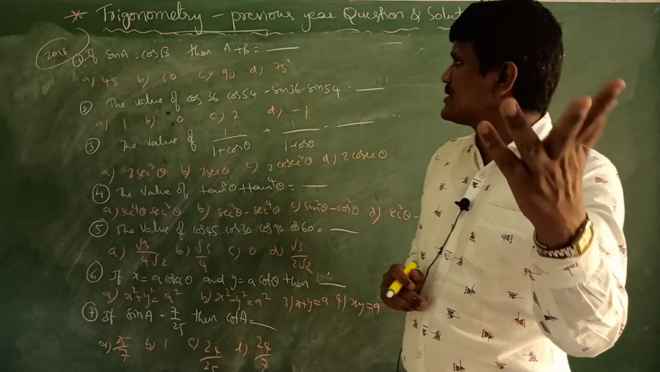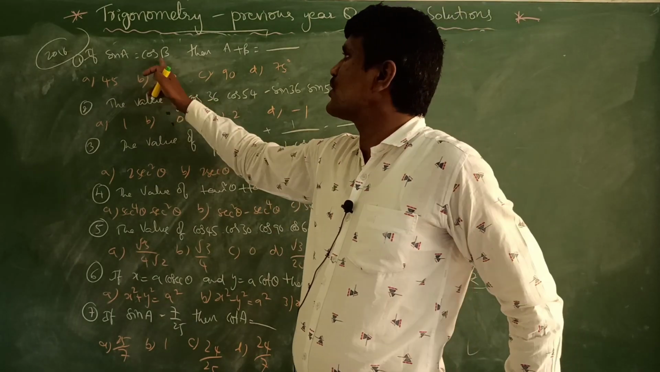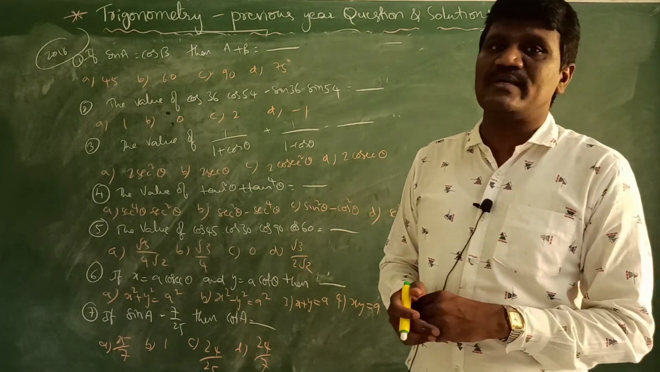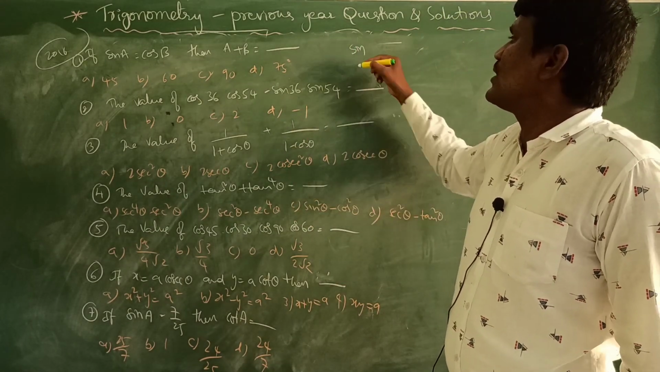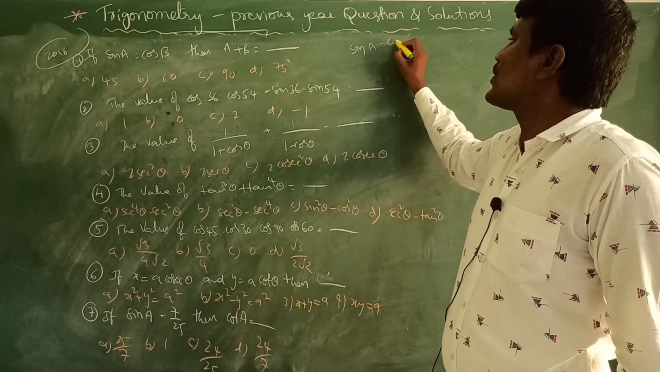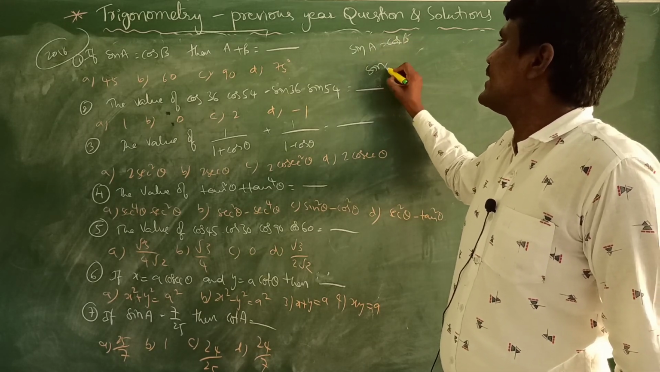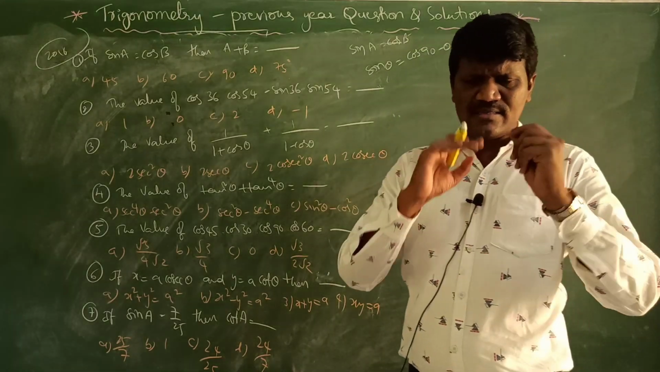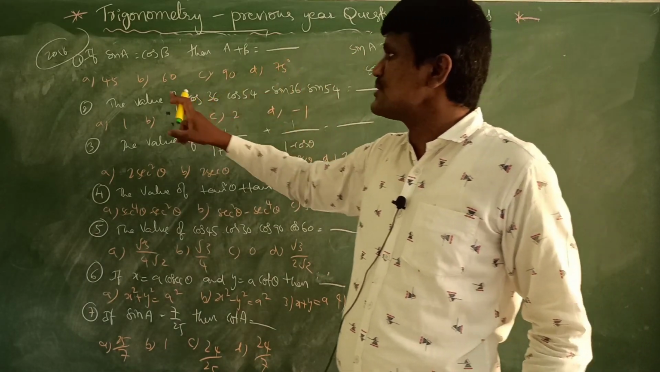Okay students, now let us see the first problem. Sin A is equal to cos B, then A plus B is equal to dash. So sin A is equal to cos B. We know the formula: sin theta is equal to cos of 90 minus theta. Or else, you can do this problem like this.